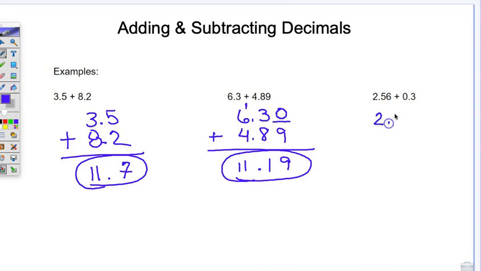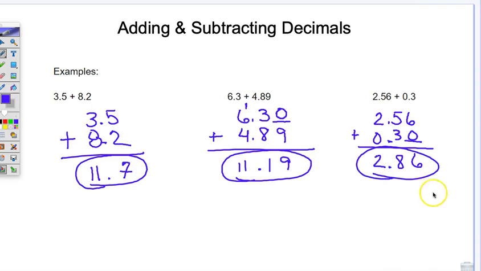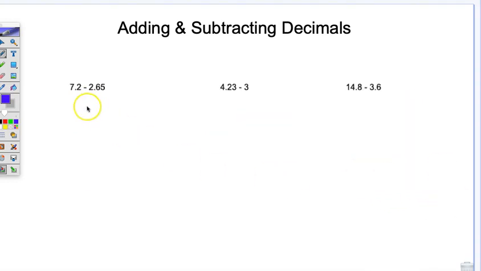In the third example, 2.56 plus 0.3. Again, you can add a placeholder of a 0 right there, and then add vertically. 6 plus 0 is 6. 3 plus 5 is 8. Bringing the decimal straight down, and our answer is 2.86. Let's take a look at some subtraction problems now.